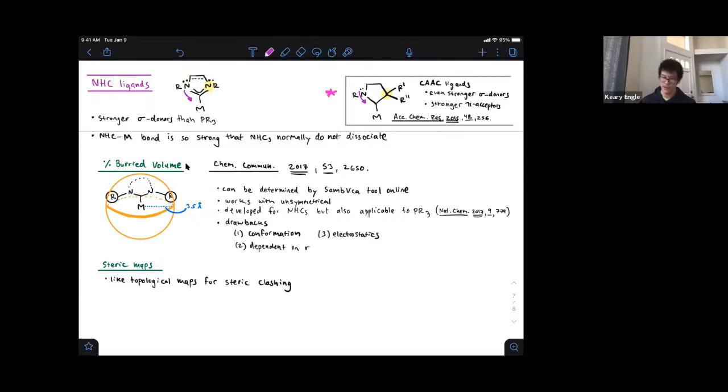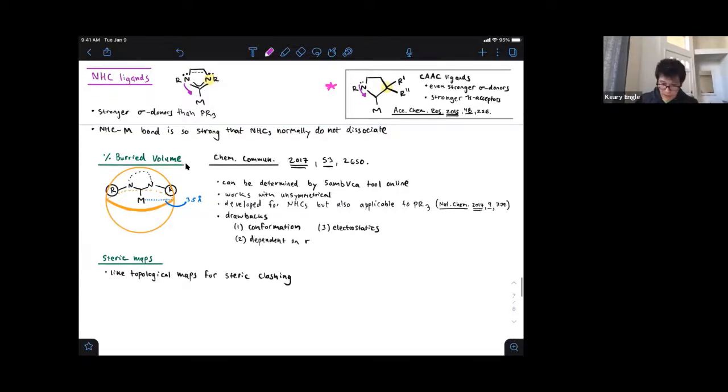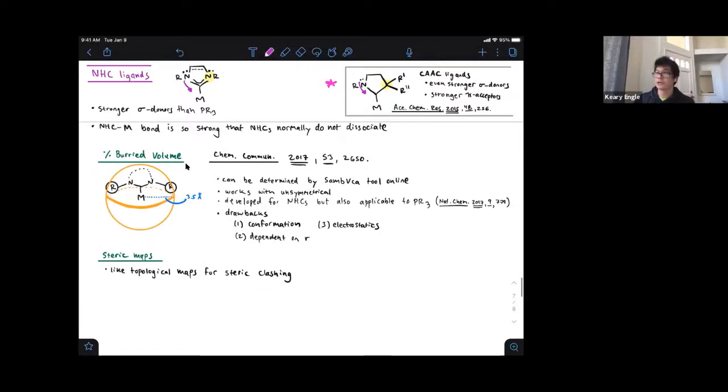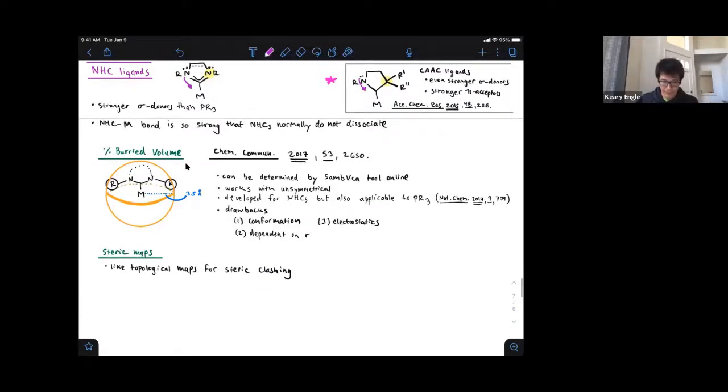So the metal can provide that. And these, I think, are really coming on strong. It's an emerging class within the literature. We use them in our lab as well.